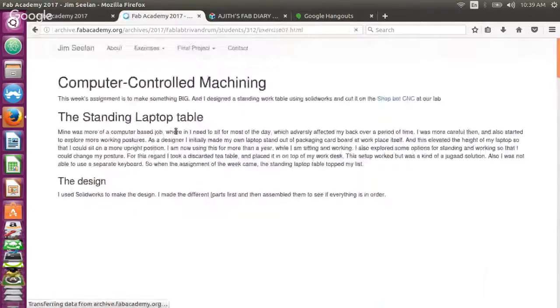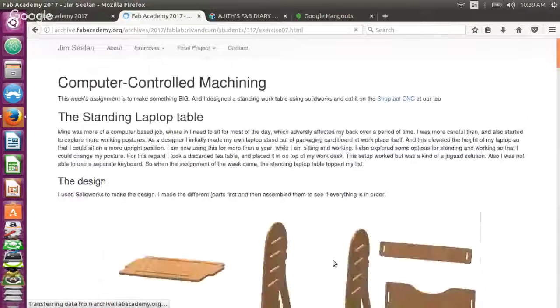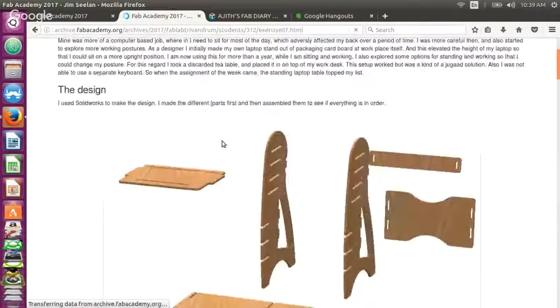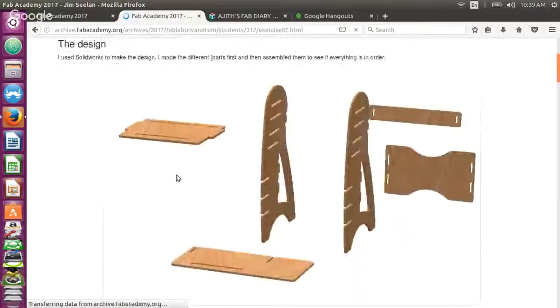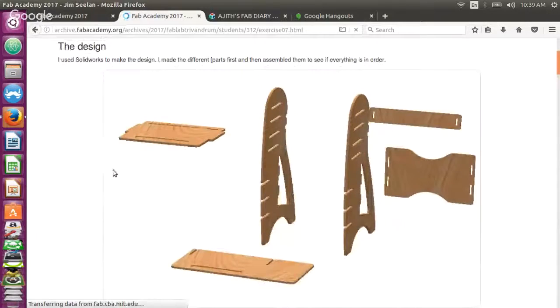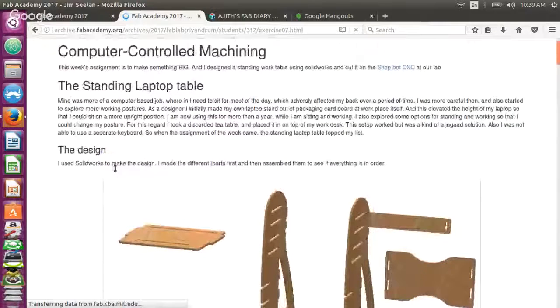So how's your week? Yeah, it was quite interesting. I made a standing laptop. Yeah, I saw this on that Telegram channel, same channel. Okay, start telling about your assignment.